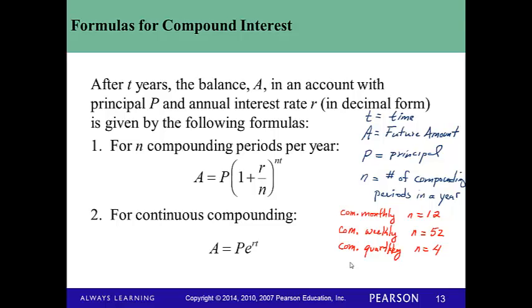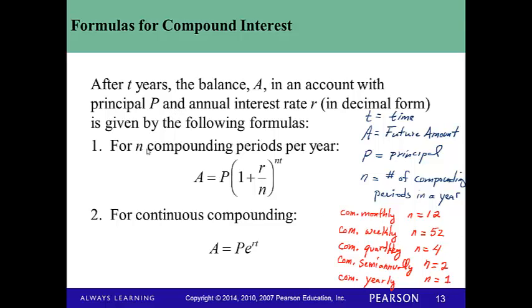4. If it's compounded semi-annually, well, semi means half, which means there are 2 of them. And then, let's see, am I missing any? Weekly, monthly, quarterly, semi-annually. What about compounded yearly? How many years are in 1 year? Just 1. So depending on how they say it in the problem, n can change.